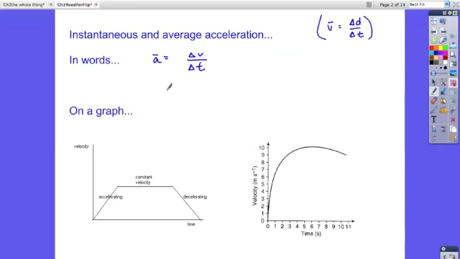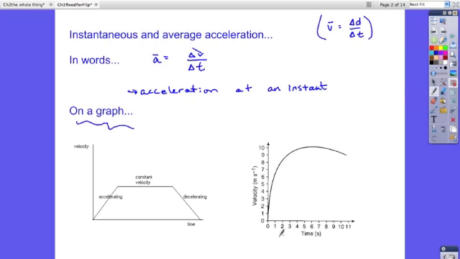An instantaneous acceleration, well, it'd be the acceleration at an instant, or at a particular time, during a tiny, tiny little slice of time. This is over some larger time interval, and this would be at that second, in that instant, how fast the acceleration is changing. It might be easier to look at it on a graph.